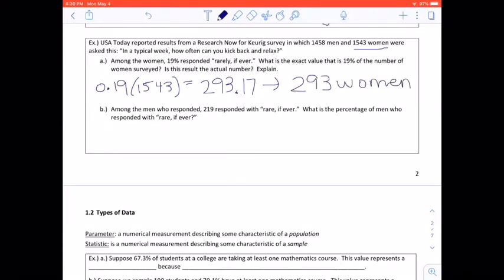The next one says among the men who responded, 219 responded with rarely if ever. What is the percentage of men who responded with rarely if ever? So men that responded was 219 out of a total of 1,458. So 219 over 1,458 is going to equal 0.15. And this is going to be rewritten as a percent, and this is 15%.